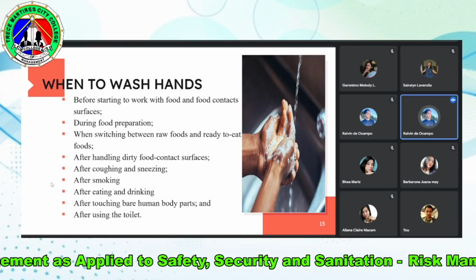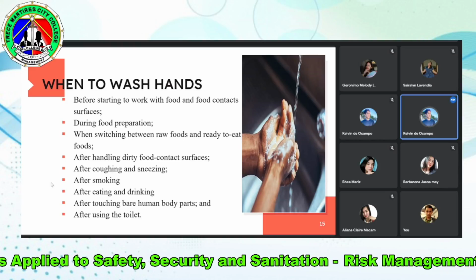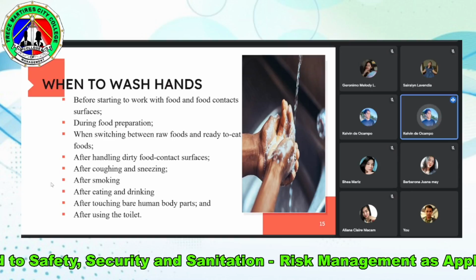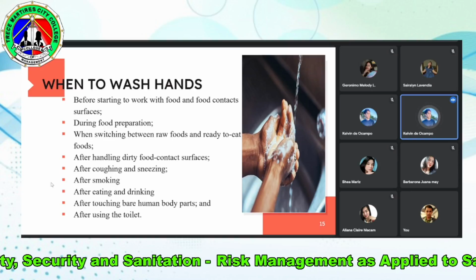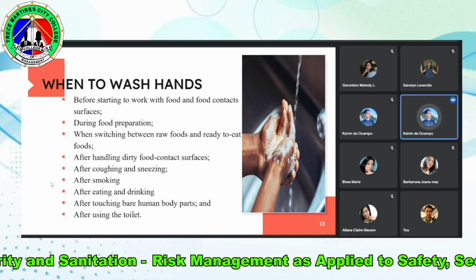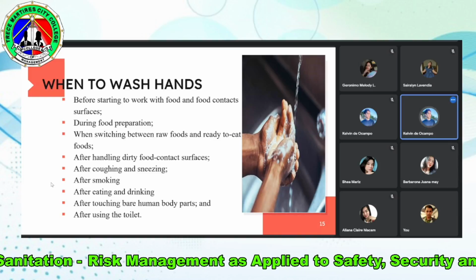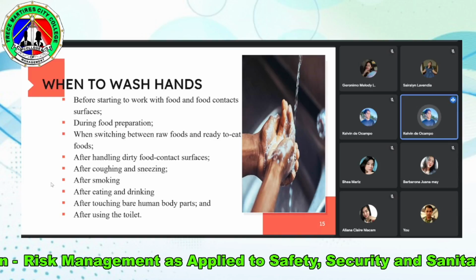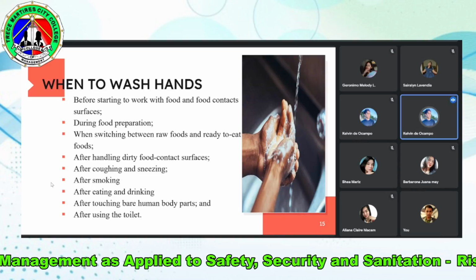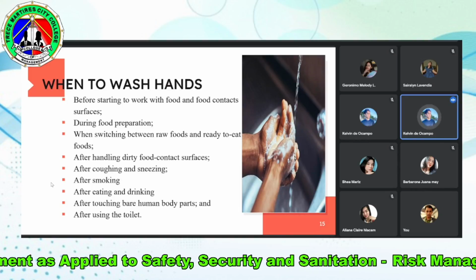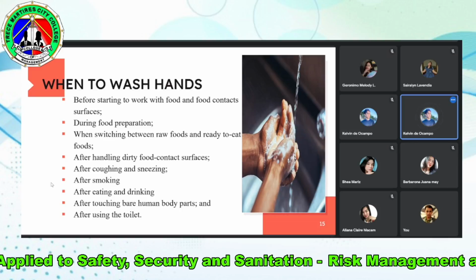When switching between raw foods and ready-to-eat foods. So, pag magsi-switch daw po ng raw food tsaka ng ready-to-eat food to avoid cross-contamination. So, halimbawa na lang po is naglilinis ka ng isda tapos nagpe-prepare ka ng green salad ng hindi hinuhugasan yung kamay mo tapos same knife din yung gagamitin mo para sa salad.